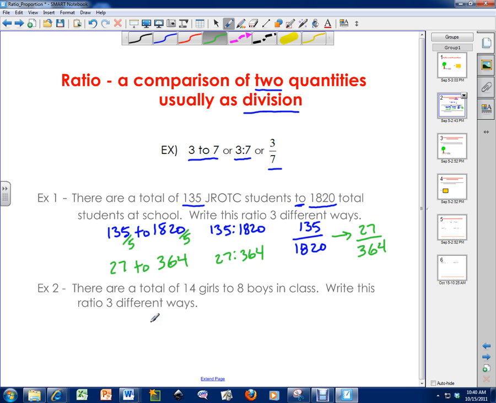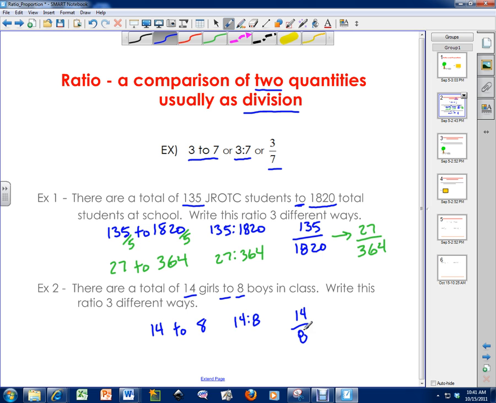So let's make this a little bit more applicable to a smaller setting. There are a total of 14 girls to 8 boys in class. Write this ratio in three different ways. So we have 14 to 8. We have 14 colon 8, or we have 14 over 8.